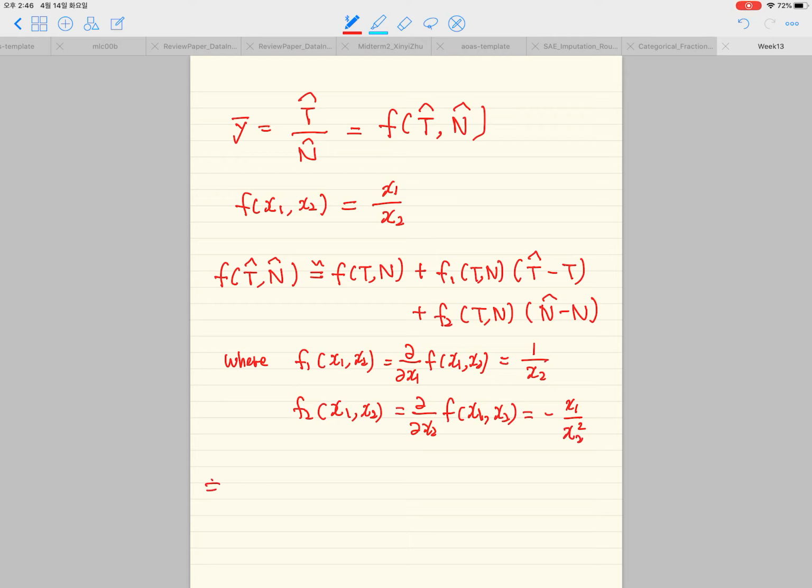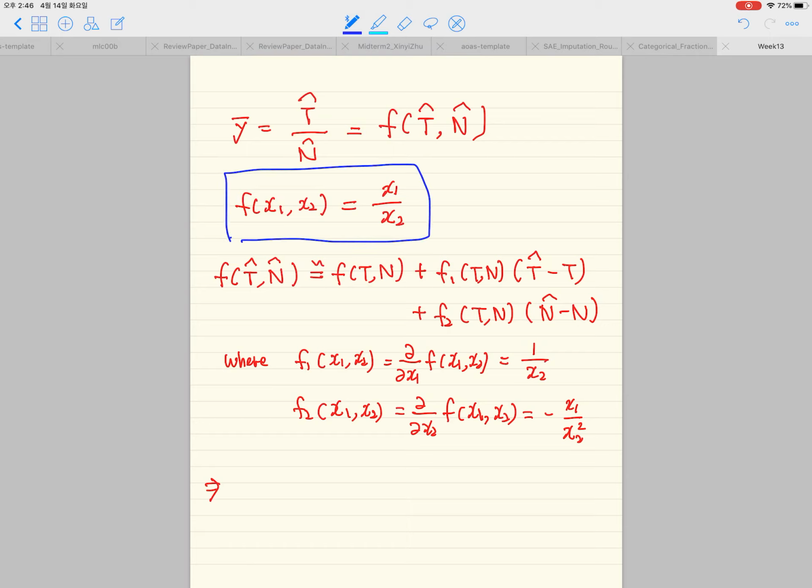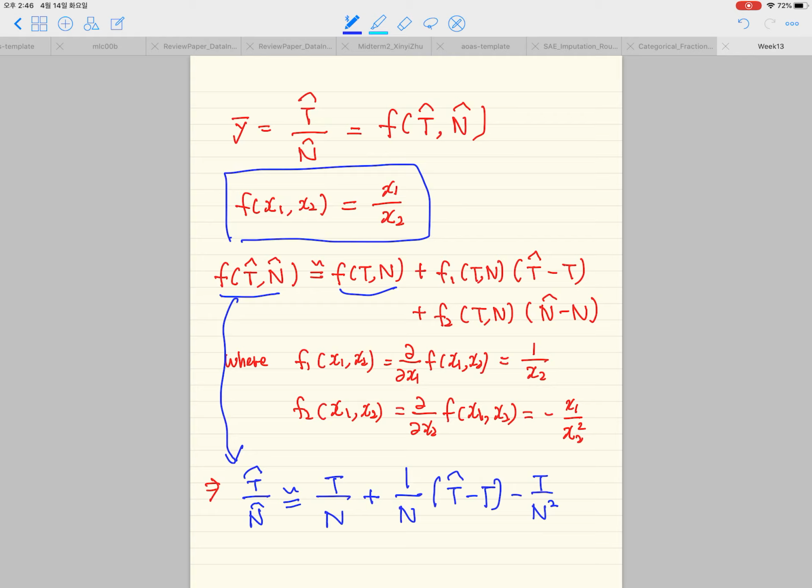So that means for this particular f, t hat divided by N hat is approximately t divided by N plus 1 over N times (t hat minus t) minus t divided by N squared times (N hat minus N), right? So that basically gives the formula.